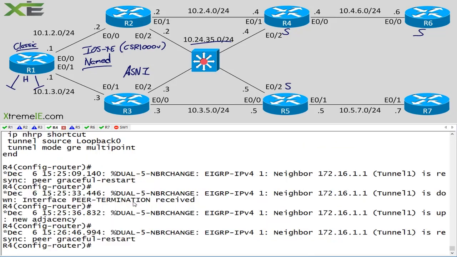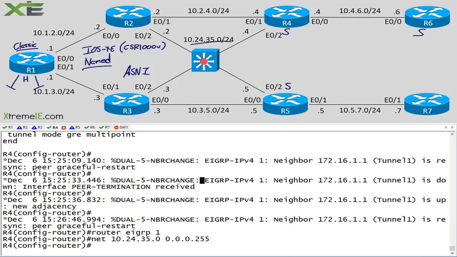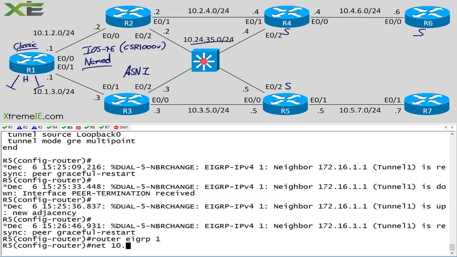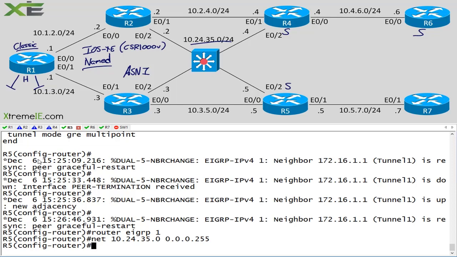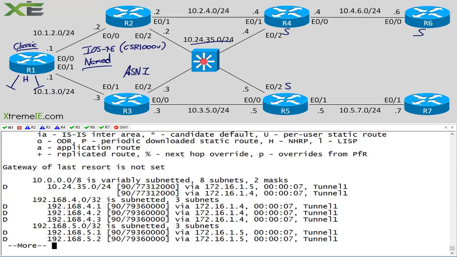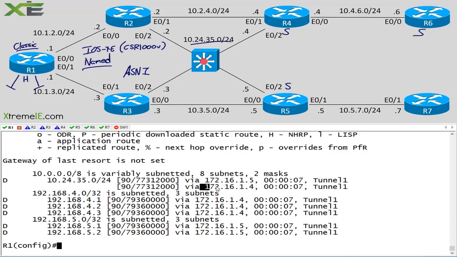So let's go on to router 4 and turn on EIGRP for this LAN segment. So router EIGRP 1, network 10.24.35.0, and we'll say /24. Let's go on to router 5 and do the same thing, network 10.24.35.0, 0.0.0.255. And in theory, what we should see when we head over to router 1, if I do show IP route EIGRP, is that router 1 sees an equal cost path towards this network, and he can either go to router 4 or router 5.